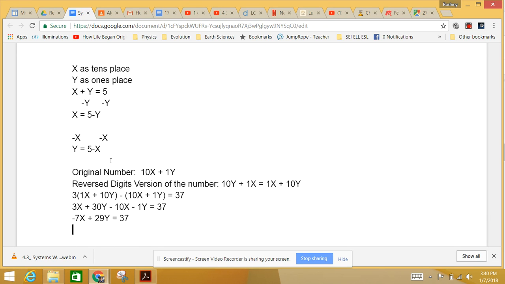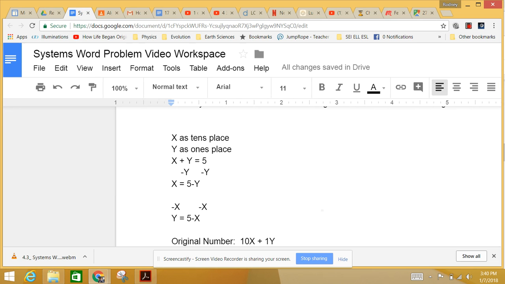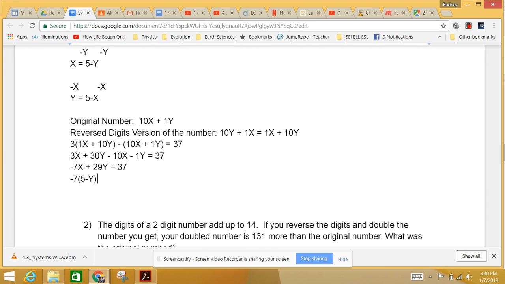And I can take those expressions and I can replace one of these. I'm going to prefer to do multiplication times negative 7 over 29. So I'm going to replace x with 5 minus y. At any point in this video, it's a good idea to pause and try and work it out yourself, and then see what I did. So I'm going to replace x with that. I'm replacing x with that. I've got plus 29y equals 37.